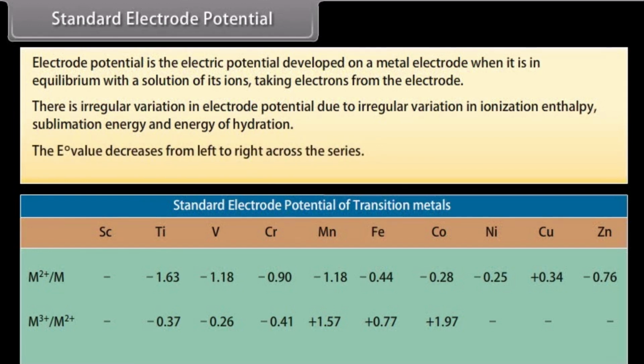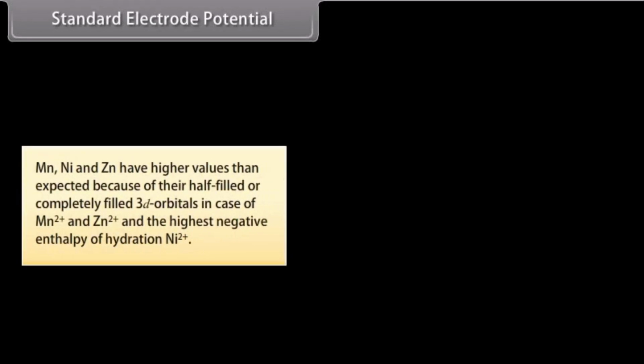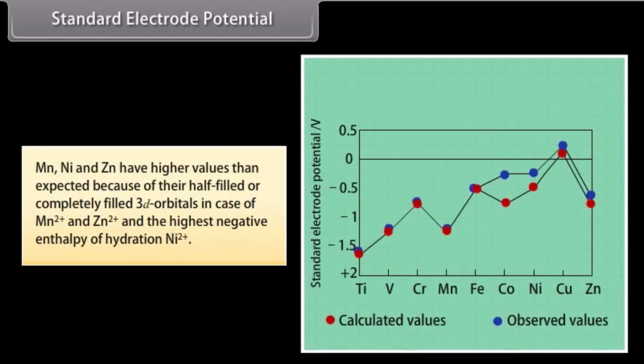The E0 value decreases from left to right across the series. Manganese, nickel, and zinc have higher values than expected because of their half-filled or completely filled 3d orbitals in case of Mn2+ and Zn2+, and the highest negative enthalpy of hydration in Ni2+.